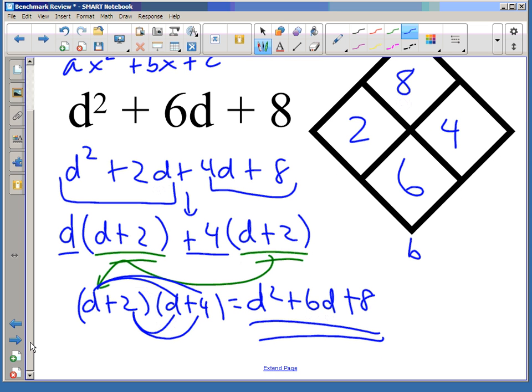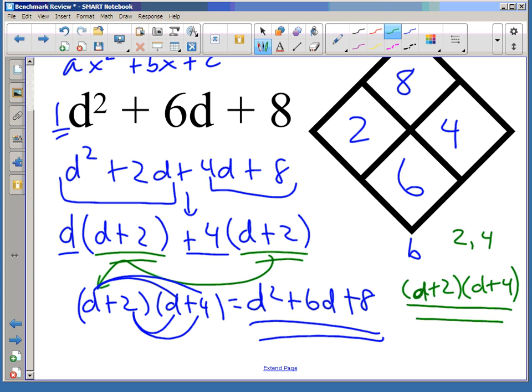To show you the short way, and I'll continue this way with these when a is 1 version, all we have to do is find the factors, in this case the factors of 8, the 2 and the 4, and we can write d plus 2, d plus 4. Now that'll work every time when a is 1. It will not work when a is not 1, and that'll happen in a couple of slides here.